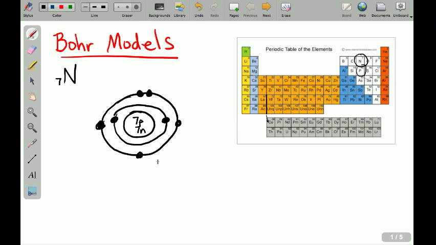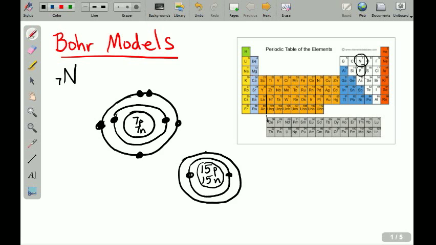Now just to be interesting, I'm going to do the one under it, called phosphorus, and that's number 15. So this time we're going to do 15p, 15n in that nucleus. Let's draw the first ring. That gets 2. The second ring will now be filled because we have to go to 15, so this will give us 10. The most that the second ring can hold is 8.